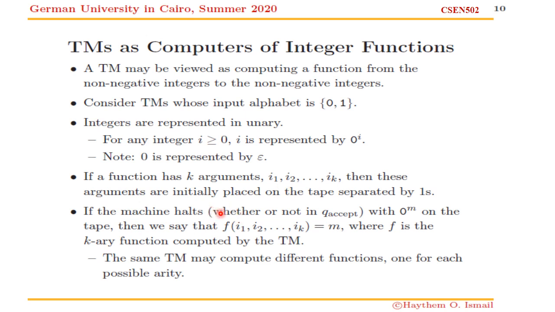If the machine halts, and we don't care whether it halts in Q accept or not, because we're not using it to tell us yes or no now. We're using it to compute something, to give us a result. If it halts with m zeros on the tape, then we say that the function that it's computing on that input, f of I1 through ik, is m. So 0 to the m is an encoding of the non-negative integer m. All right? So if you give the Turing machine a tuple of non-negative integers using the unary encoding and separating the elements by 1s, and it halts leaving m zeros on the tape, then whatever function it computes, it is such that f of the input is m. Okay? Fair enough?